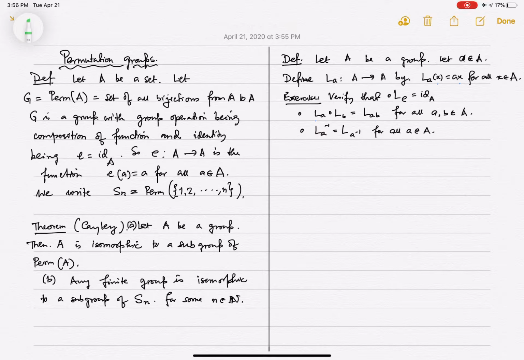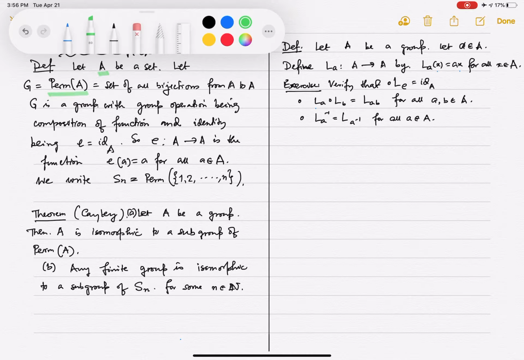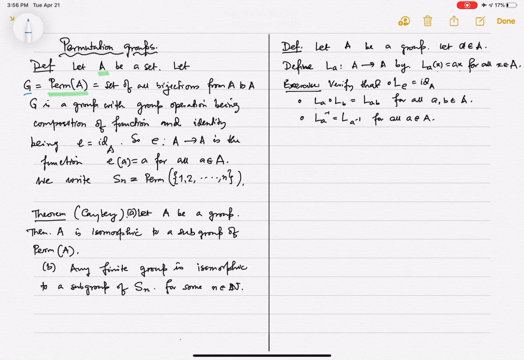Let's start talking about permutation groups. We have seen the definition before when we were giving examples of groups, but here it is again. Let A be a set, any set whatsoever, then perm of A is the set of all bijections from A to A. Means an element of the set perm of A is a one-to-one and onto function from A to A. And this set, which I'm calling G here, becomes a group where the group operation is composition of functions. The inverse of an element is the inverse function, and the identity of the group is the identity function.